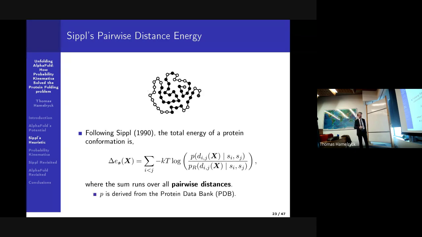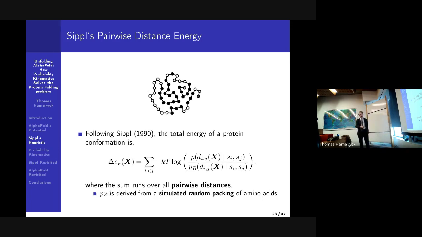And so what is the reference state? First of all, what is this probability here? The probability in the numerator is derived from the Protein Data Bank. The other probability is derived from a simulated random packing of amino acids. Typically, you assume that amino acids do not interact with each other, and you just randomly pack them into a ball in such a way that they don't overlap. That would be your reference state. So you make the ratio of these two probabilities, and that gives you this energy.